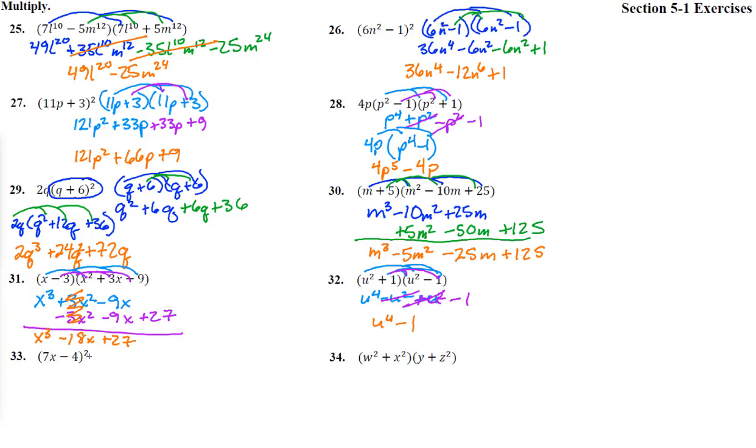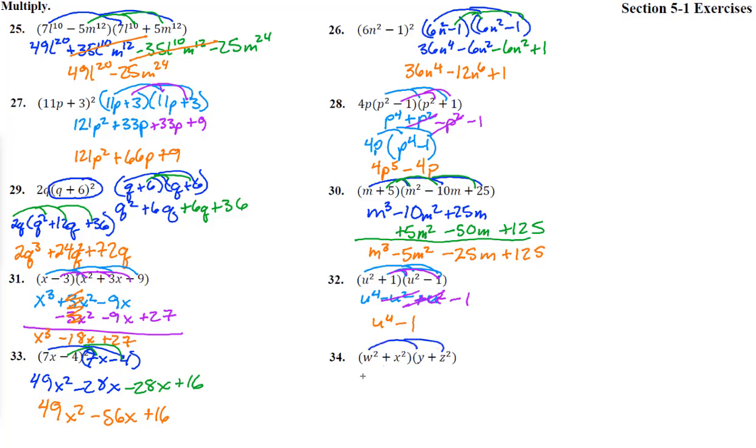7x minus 4 squared is, let's just write it out here, 7x minus 4 times 7x minus 4. And then we jump the 7x in, and we get 49x squared minus 28x. And then jump in the negative 4, and we get minus 28x and plus 16. And that same pattern emerges, 49x squared, and then 7 times 4 doubled is minus 56x. And then we get a plus 16 on the end. Excellent.